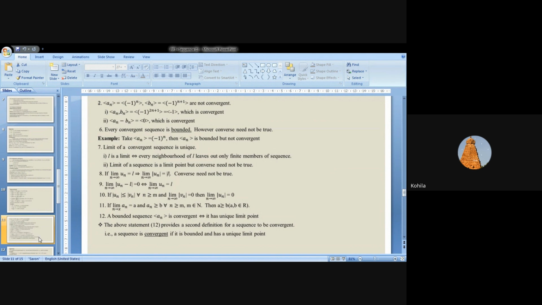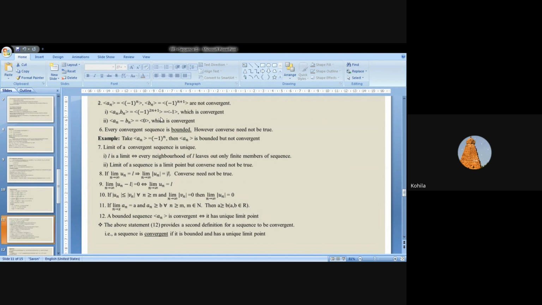That is a_n and b_n. You can take the product of the sequences. This is minus 1 power 2n plus 1, that is a_n into a_{n+1}, that is minus 1 power 2n plus 1. This is convergent. There are very important rules; you can try it yourself. Separately, both are not convergent. When you take the product, you get a convergent sequence.